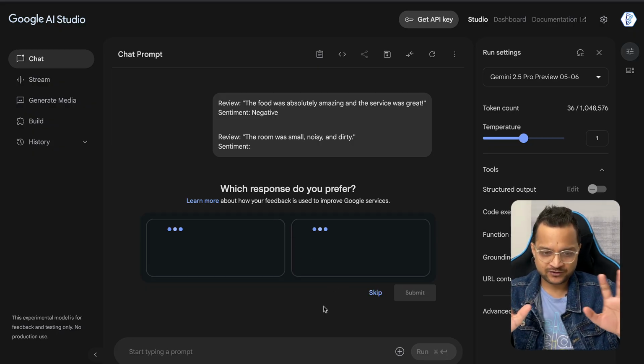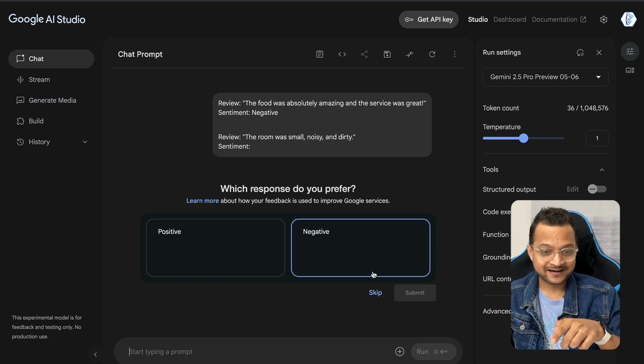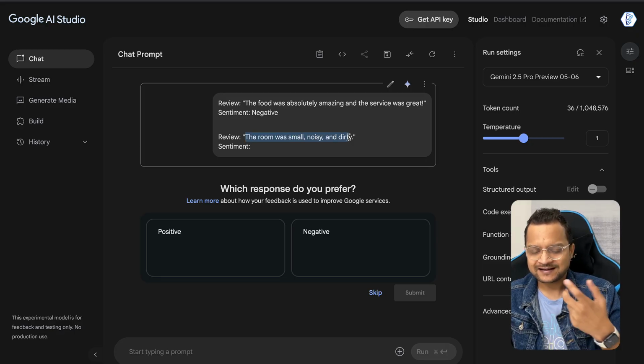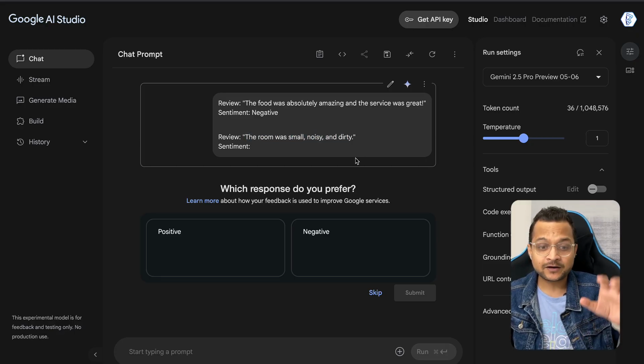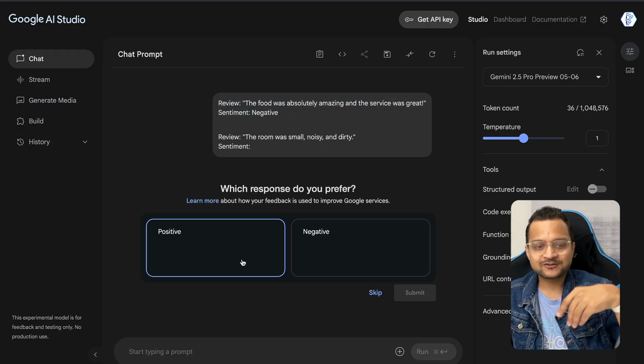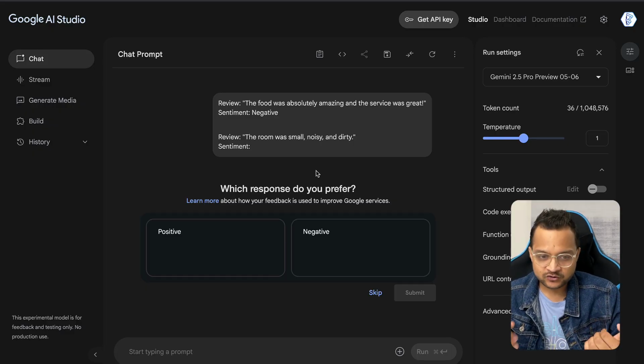It's now having two different kinds of answers for us. One is positive and one is negative. Now see, negative is the general one, which is the room was small, noisy and dirty. This is a negative sentiment, but because we have provided one shot, that means an example, we are getting this as a positive. So see, this changes the way AI is going to respond.